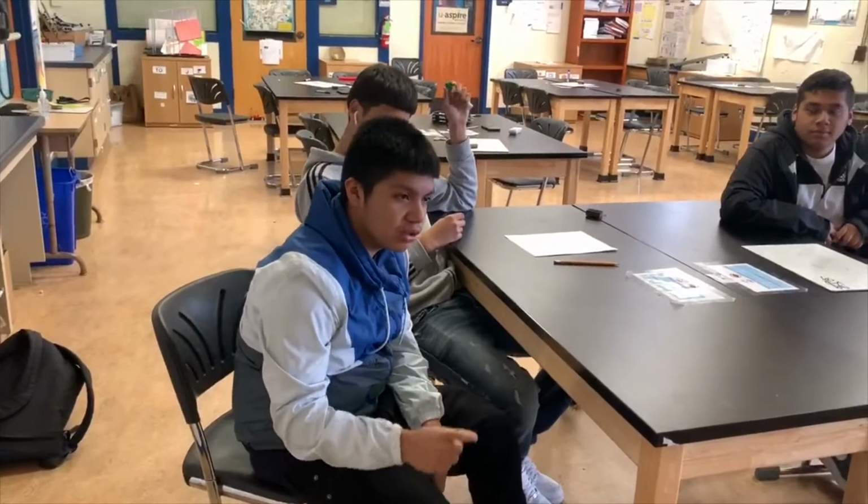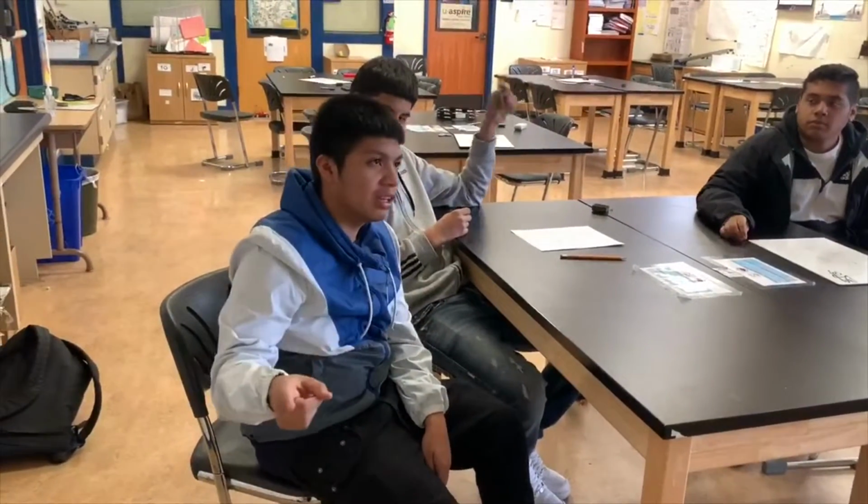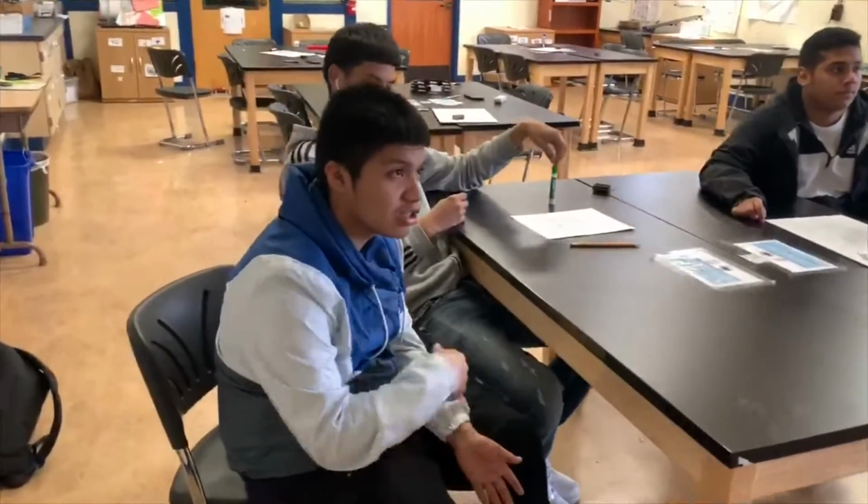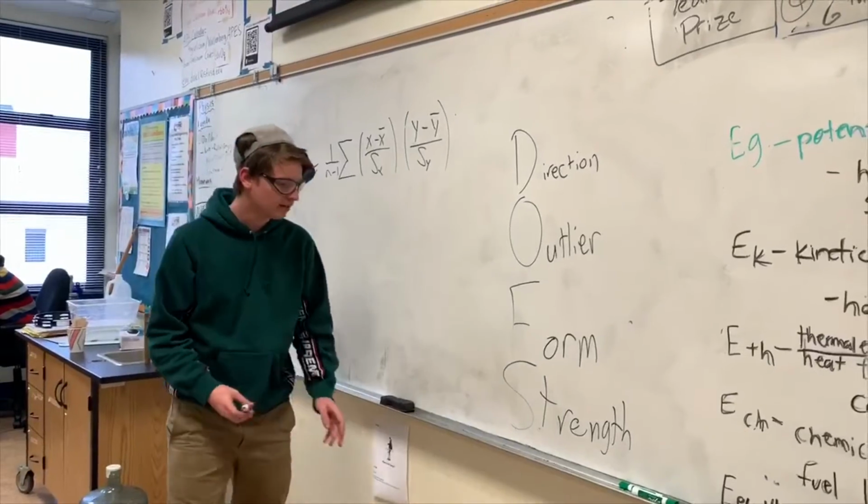So let's say there's a graph that's like an arc type of thing. We wouldn't be able to use it because it's not straight. Not for statistical purposes. No. So now, onto the last part.